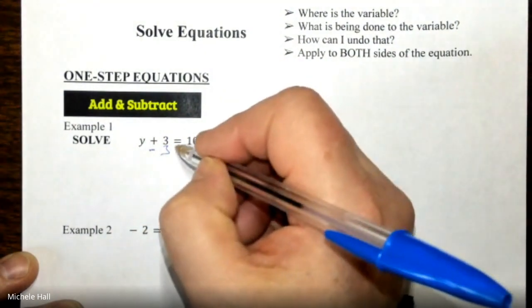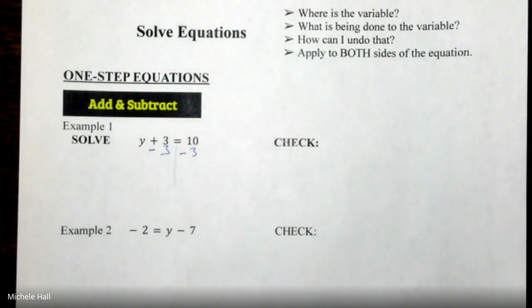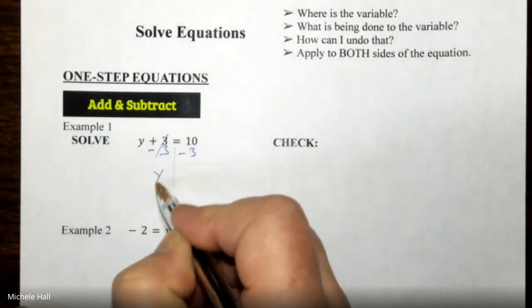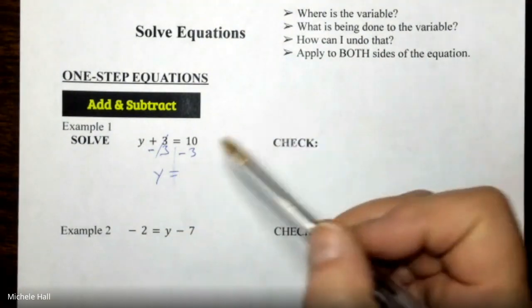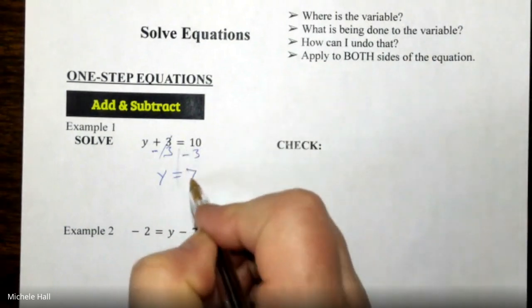Here's the equal sign. It says that your equation is balanced, and so to keep it balanced, you need to do the same thing to both sides of the equation. A positive 3 and a negative 3 cancel. Bring down your y, bring down your equal sign, and then do what the other side says. 10 subtracting 3 is 7.